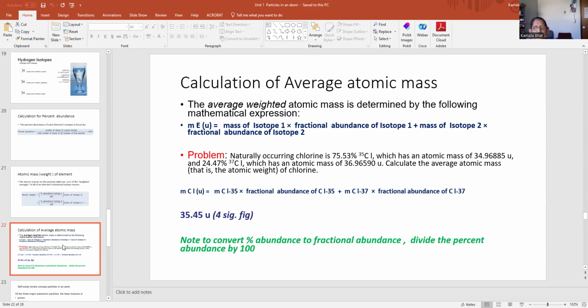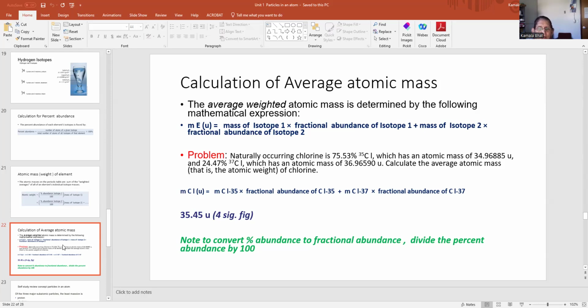And the problem is shown over here, wherein we try to determine the average isotopic mass of chlorine. The naturally occurring chlorine is 75.53% chlorine 35, which has an atomic mass of 34.96885 units. And the mass of isotope 37 is 36.96590, and its percentage abundance is 24.47. Calculate the average atomic mass, that is the atomic weight of chlorine.